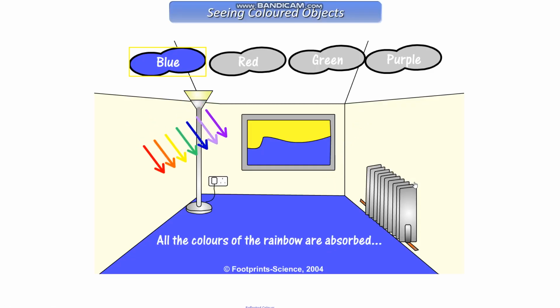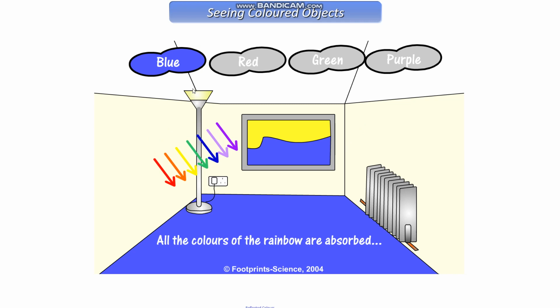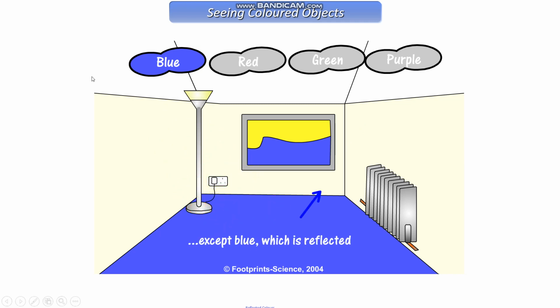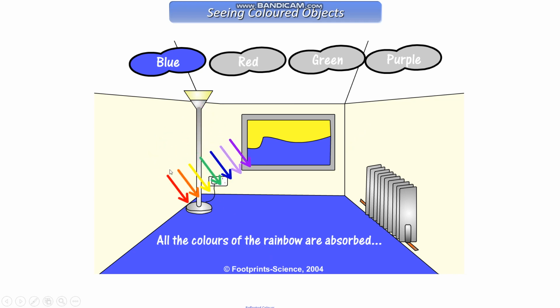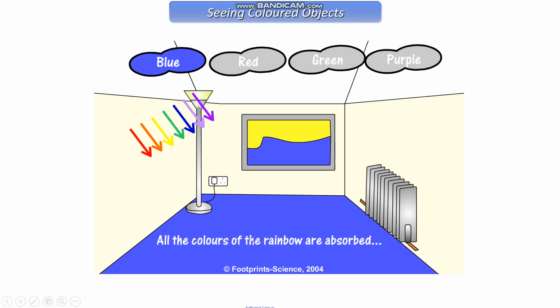Okay, so now we're going to look at how we actually see coloured objects, and in the little animation that you can see here, we've got white light from a lamp, hitting a blue carpet. So the white light is represented by the 7 colours here, but the blue carpet will only reflect blue light. That's why it appears blue to us. The other 6 colours are absorbed.